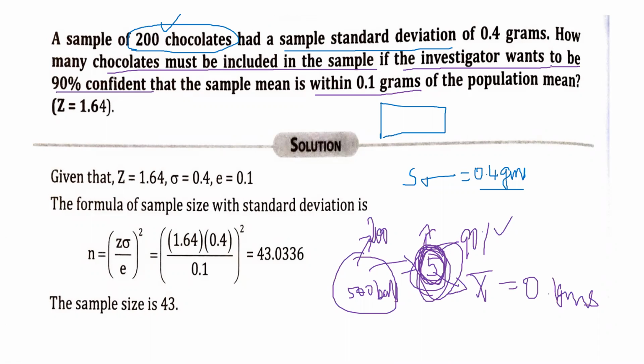In the examination also, they will give you this Z value. In the next class, I will teach you how to find out these values. We will see that later. So Z value is 1.64. Standard deviation is 0.4 grams. And standard error is 0.1. How? I am 90% confident, so I am 10% not confident. So this will be the error. 10% means 10 by 100, which is 0.1. Now put that into the formula. Here standard deviation is given.